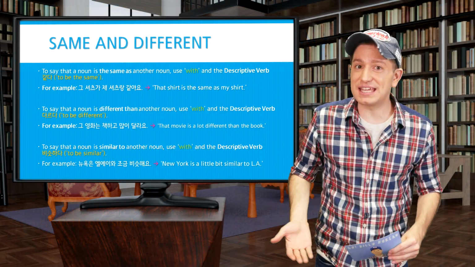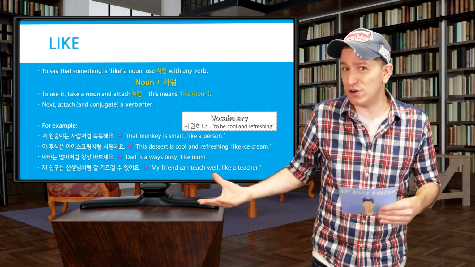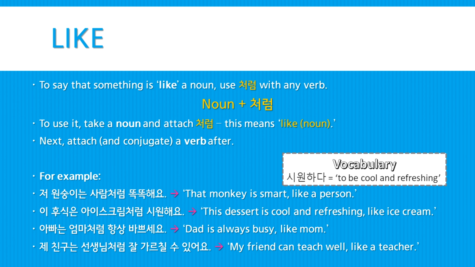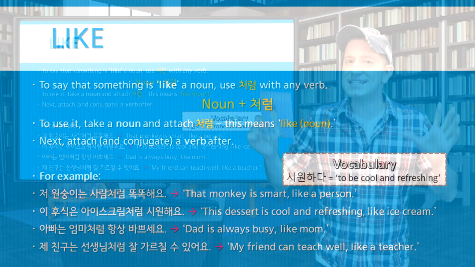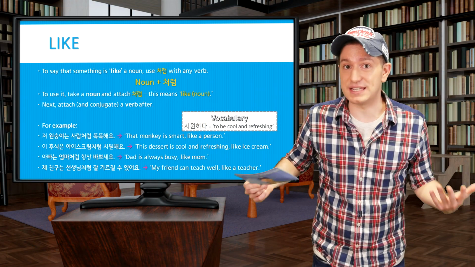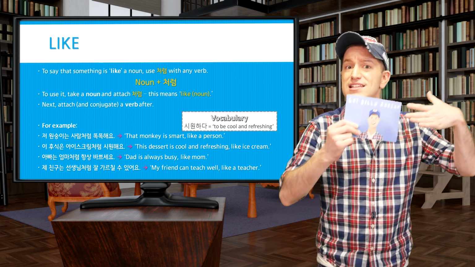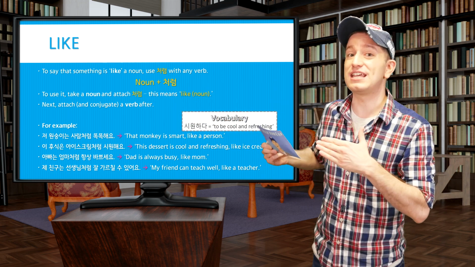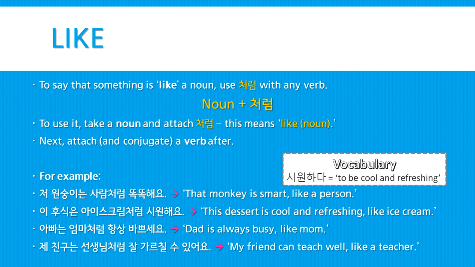Next, to say that something is like a noun with a verb, you're going to use 처럼 after the noun. Here's what that looks like. Take a noun and attach 처럼. This literally means like noun. Next, attach and then conjugate a verb after it. So again, this is not to say that something simply is like a noun. We just learned that with 비슷하다, to be similar. This is how you say that something does something like a noun with an action verb, or that something is something like a noun using a descriptive verb. So here are some examples of that.